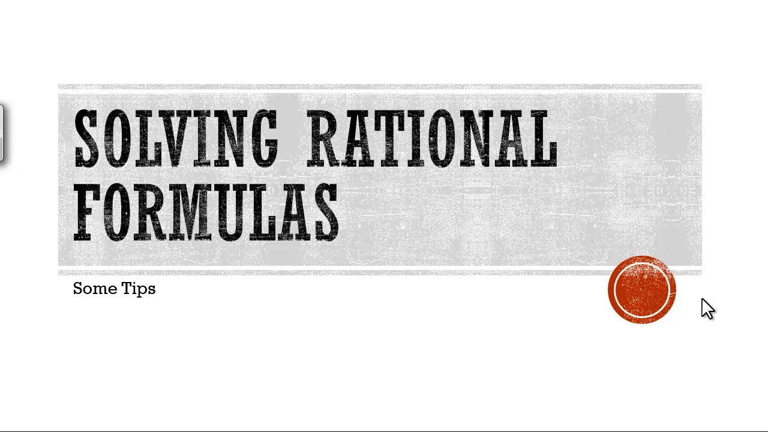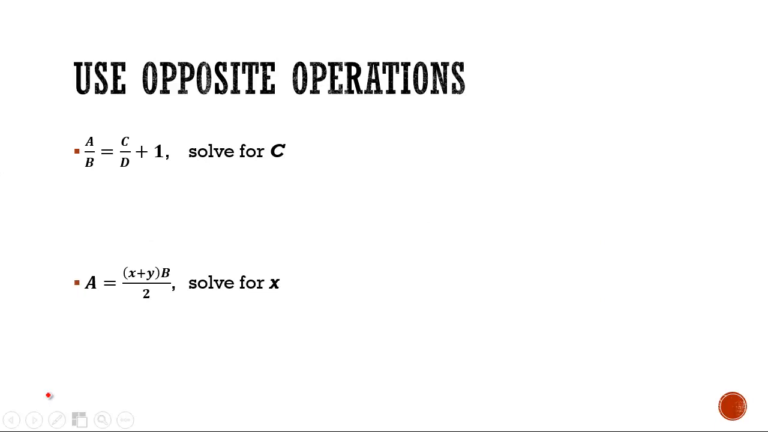This video gives some tips for solving rational formulas. First, you want to focus on using opposite operations. So if we want C by itself, you can look at what's happening to C. C is being divided by D, and then 1 is being added to it. So to oppose that, we take the last thing that was done and oppose it.